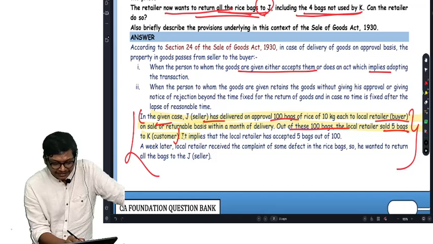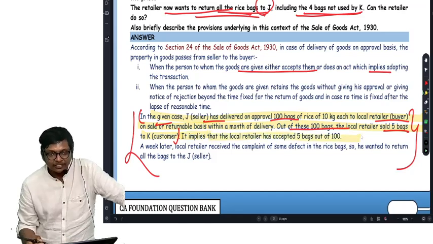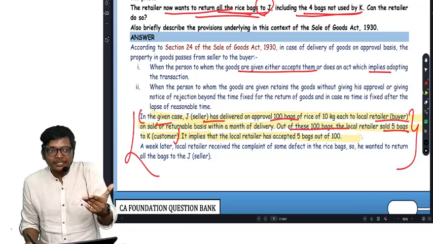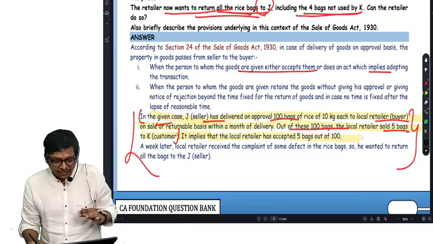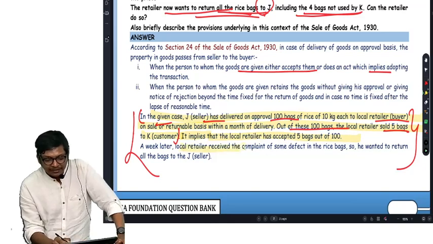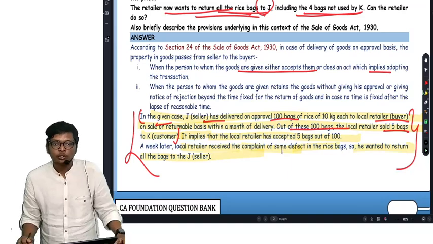Then he is saying it implies, analysis. It implies that the local retailer has accepted 5 out of 100. That means because he sold 5 to somebody else, it means he has accepted 5 out of 100. Then again facts: a week later he received a complaint of some defect in the rice bags. He wanted to return all the bags to J.